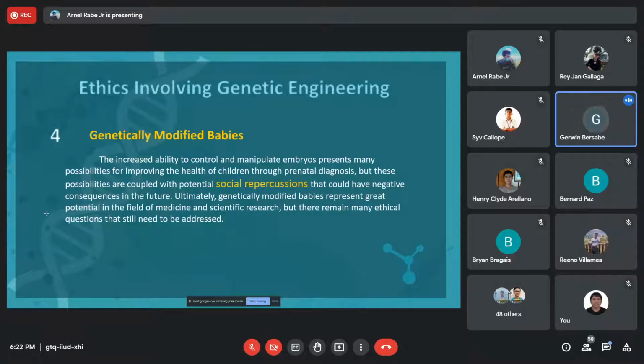And the last thing is genetically modified babies. The increased ability to control and manipulate embryos presents many possibilities for improving the health of children. But these possibilities are coupled with potential social repercussions that could have negative consequences in the future. Ultimately, genetically modified babies represent great potential in the field of medicine and scientific research. But there remain many ethical questions that still need to be addressed as of now.